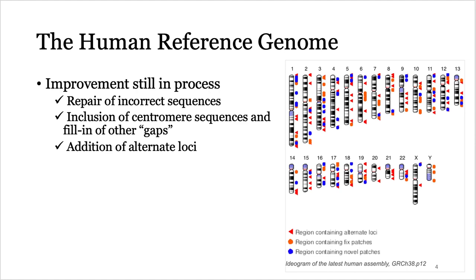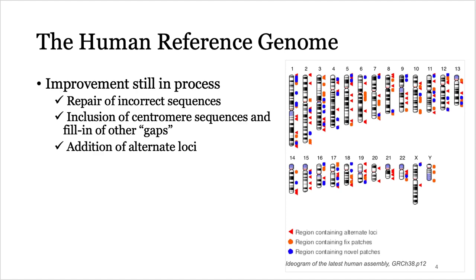There are also places with errors from the previous assembly. They fixed those errors, and they also added some new places that were previously considered gaps. Using new technology, they were able to fill in those gaps. Just remember that the human genome is still a work in progress.